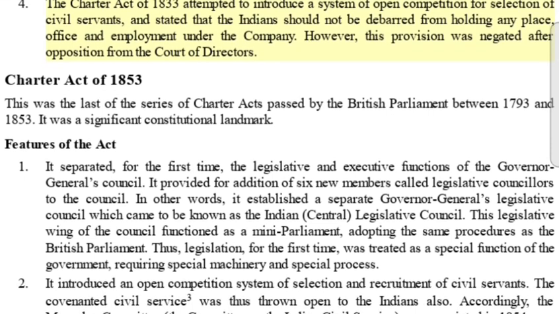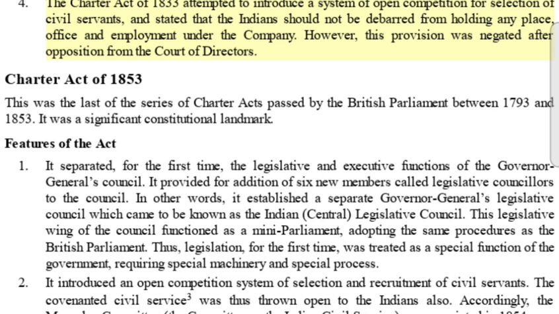The Charter Act of 1833 attempted to introduce a system of open competition for selection of civil servants, and stated that the Indians should not be debarred from holding any place, office and employment under the company. However, this provision was negated after opposition from the Court of Directors.